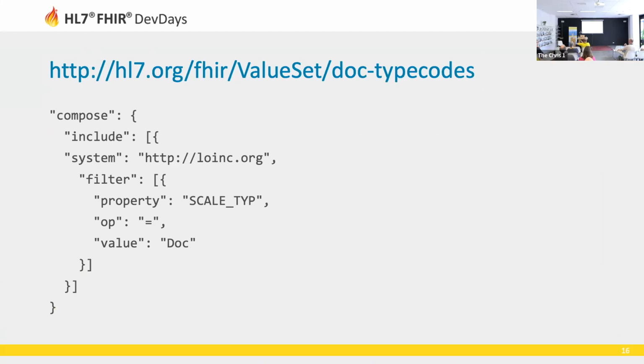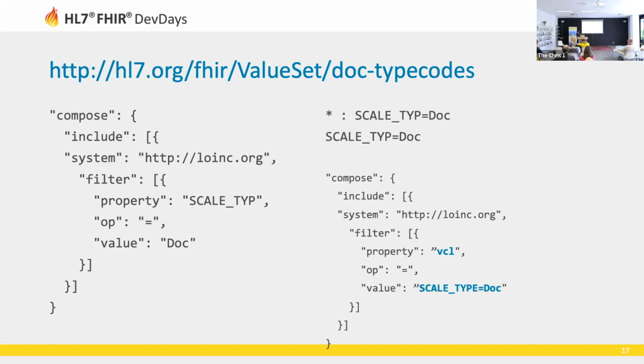So this is how you might have written something with the current details. This is the corresponding expression. Any code where scale type equals doc. Actually, the star colon is kind of redundant or optional, so you can leave it out and just say scale type equals doc, and there's an implied star colon there. And we're proposing that we add a new filter type that's defined for all code systems called VCL, and you can just put the expression in there. So it's analogous to constraint for SNOMED.